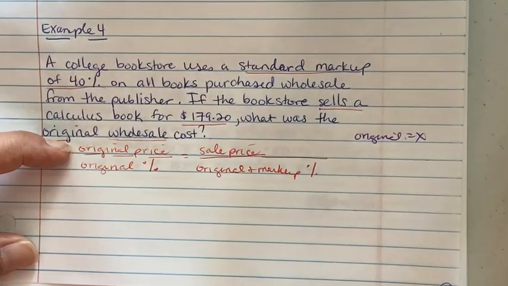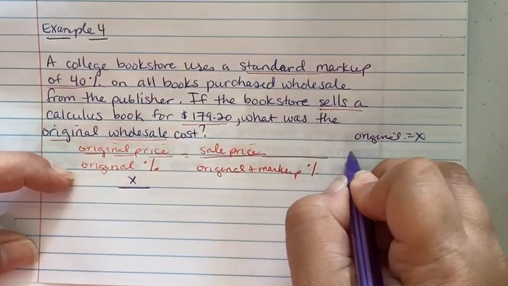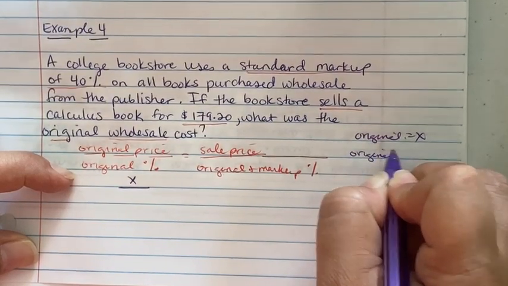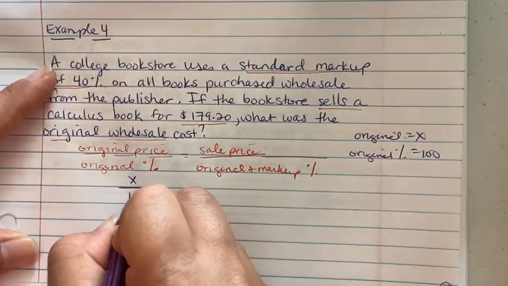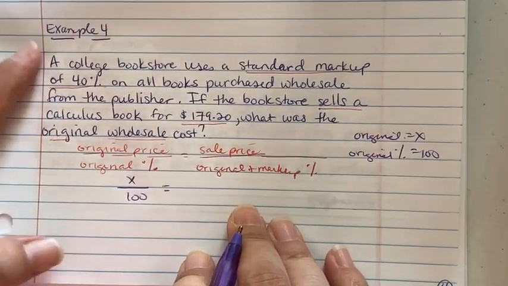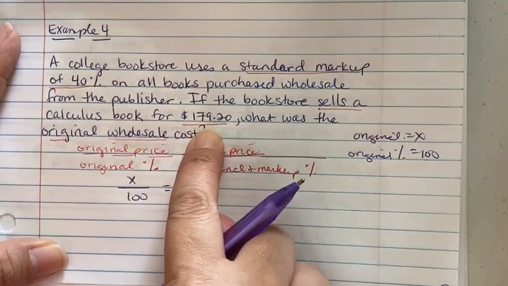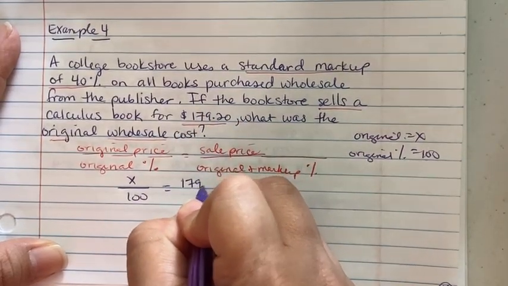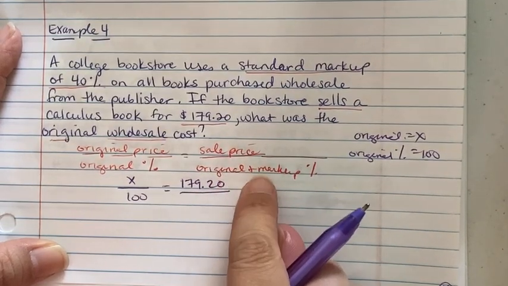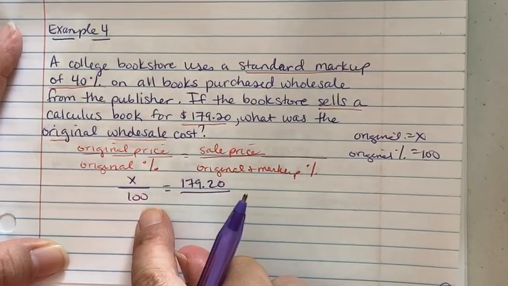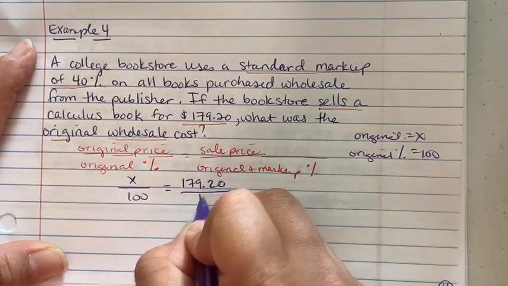So first thing, original price, we don't know what the original price is. We're going to label that X. So we're going to write X over, well, original percentage, it's always going to be out of 100 because 100% is the whole, equals sale price. The calculus book was being sold for $179.20, so I'm going to write $179.20 over. Now it says original plus markup percentage. Well, the original percentage was 100, and I marked it up 40, so I'm at 140.